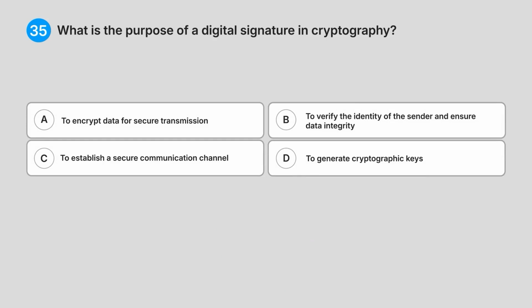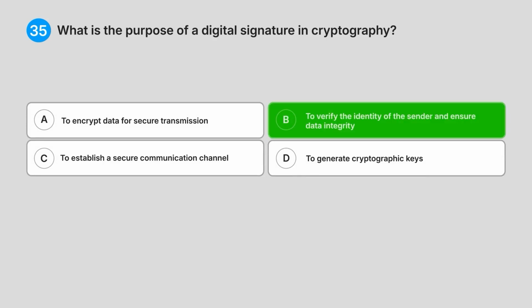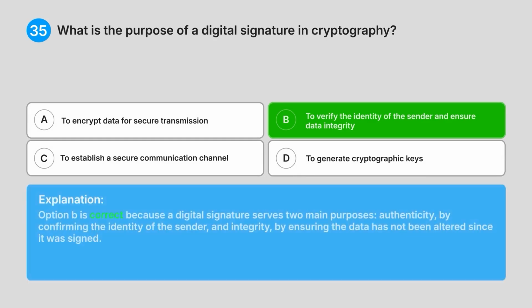Correct answer, B. To verify the identity of the sender and ensure data integrity. Explanation: option B is correct because a digital signature serves two main purposes: authenticity, by confirming the identity of the sender, and integrity, by ensuring the data has not been altered since it was signed.